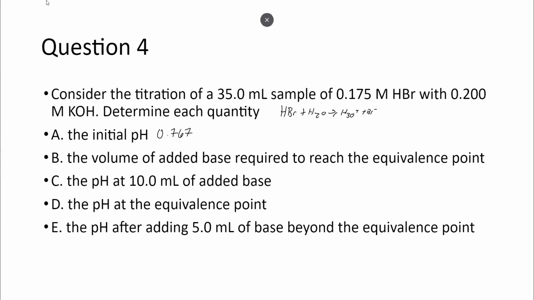What is the amount of base needed to get to the equivalency point? So we need to check, is our ratio 1:1? HBr plus KOH makes H2O plus K+ plus Br-. That's a balanced equation, 1:1. So I can do M1V1 equals M2V2. So I start with 35 mL multiplied by 0.175. That's my concentration of acid, equals my concentration of base, which is 0.2, and I don't know the volume. So I'm trying to figure that out.